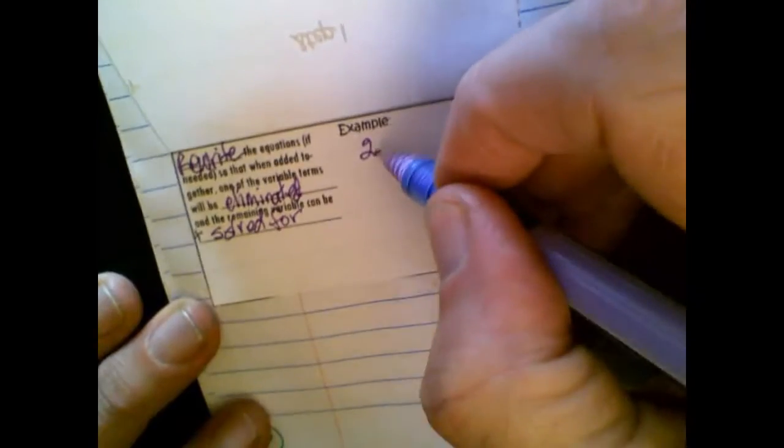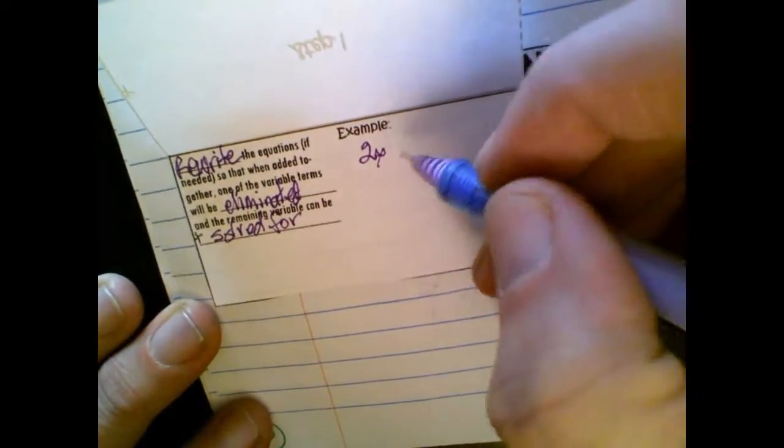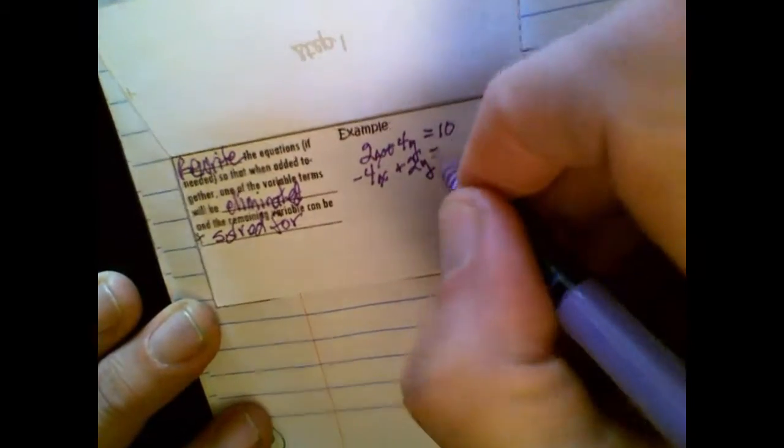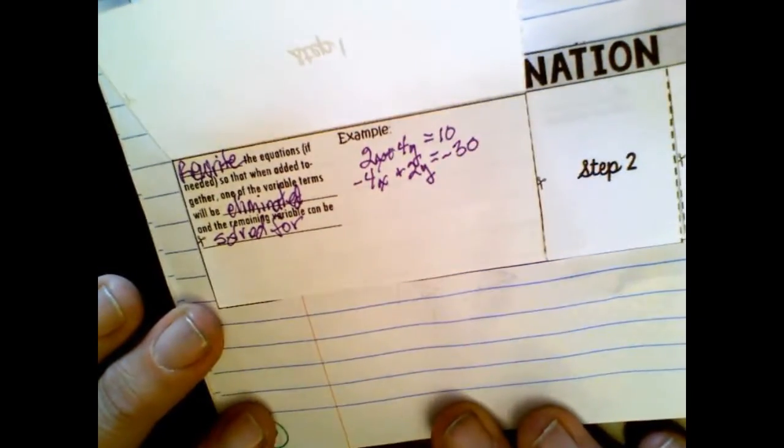So let's look at an example here. How about we've got 2x plus 4y equals 10 and negative 4x plus 2y equals negative 30. Okay, so we don't see any variables here that are just going to drop out when we add these equations together.